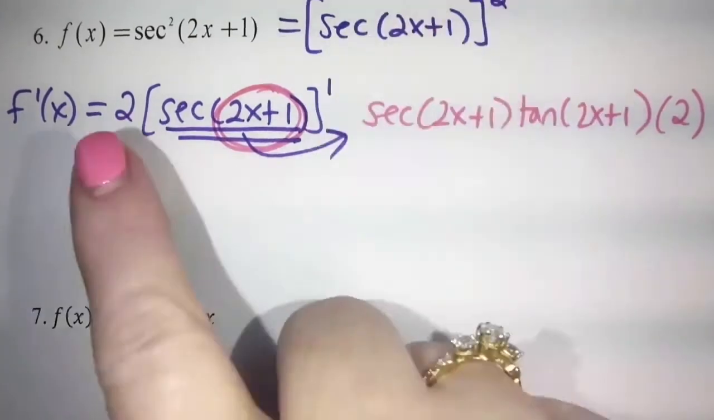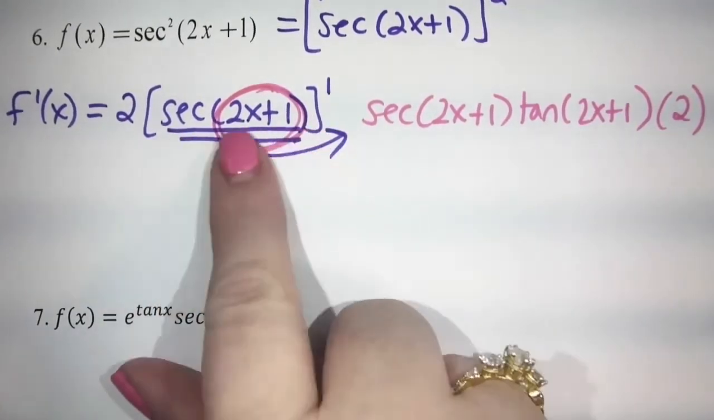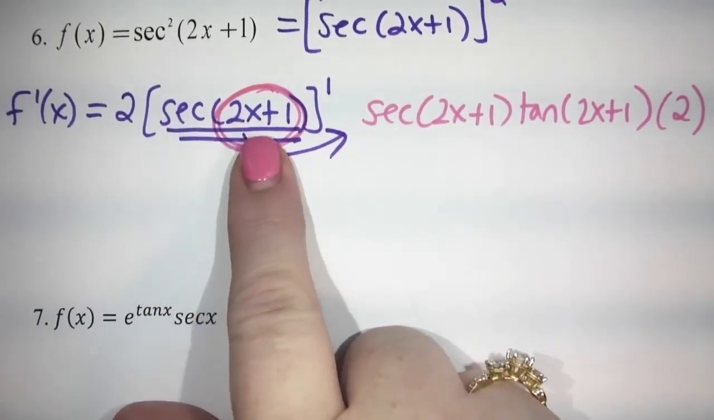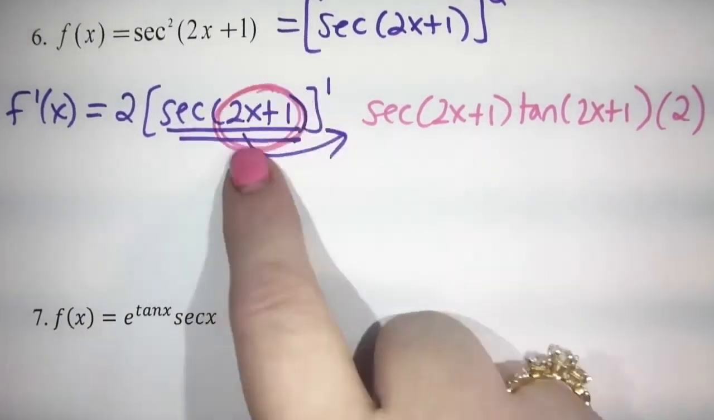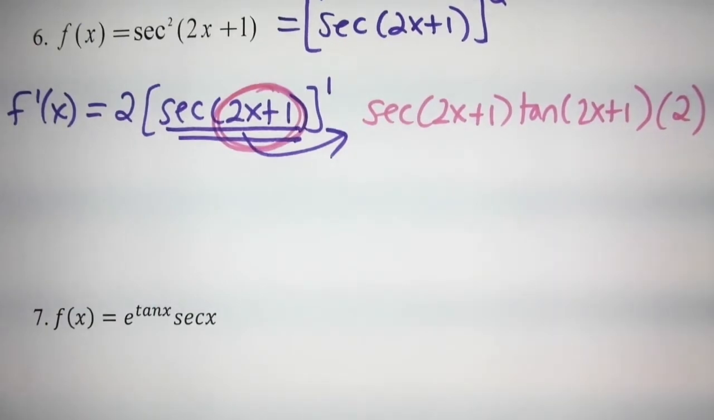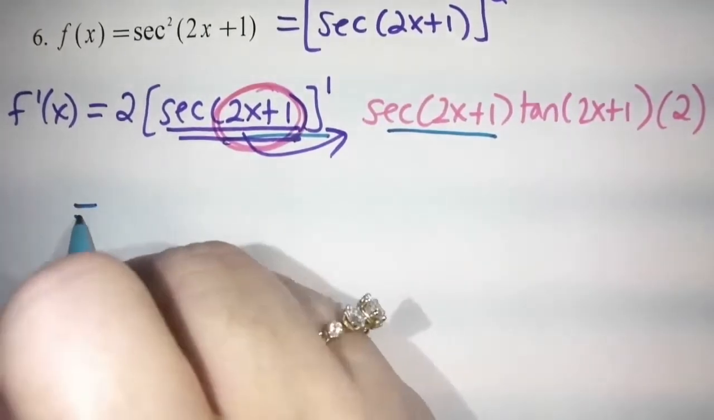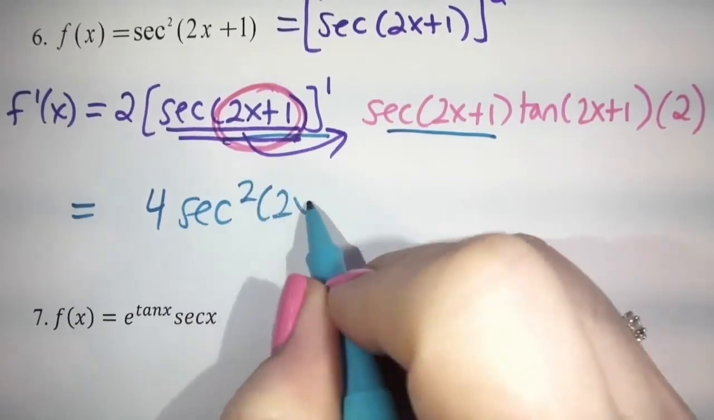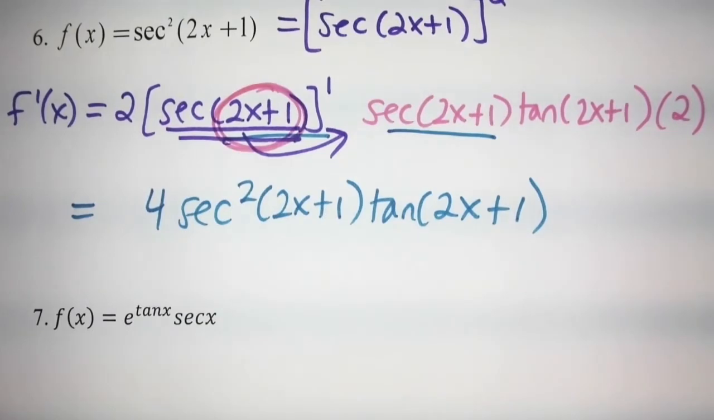So again, 2 out in front, bracket to the 2 minus 1 is 1, and then times the derivative of the bracket. The derivative of sec anything is sec of the anything, tan of the anything, times the derivative of the anything, and the derivative of 2x plus 1 would be 2. So how would we write our final answer here? Well, we've got a sec times a sec of the same angle. We've got a 2 times 2 is 4, so we can say 4 sec squared of the angle, times tan of that angle, 2x plus 1.